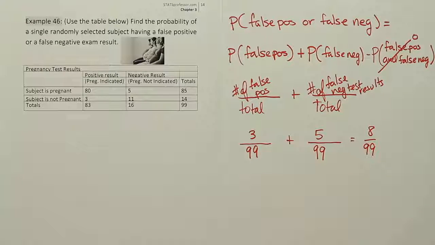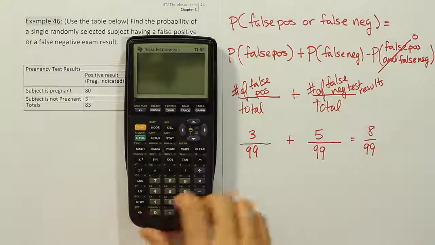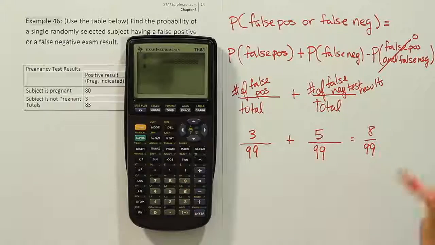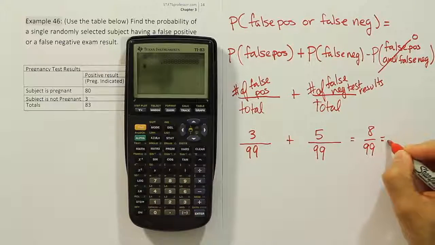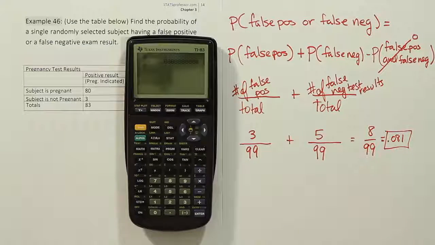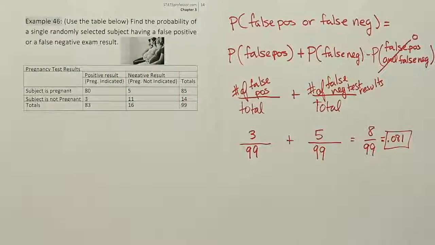That's a little more than 8%. If you want to work it out to get the precise decimal form, it's 8 divided by 99, and it'll give you basically 0.081, let's say. Okay, so there it is. That's basically our answer. So about 8.1% of the women in the study received some kind of an error on the test, either a false positive or a false negative test result.